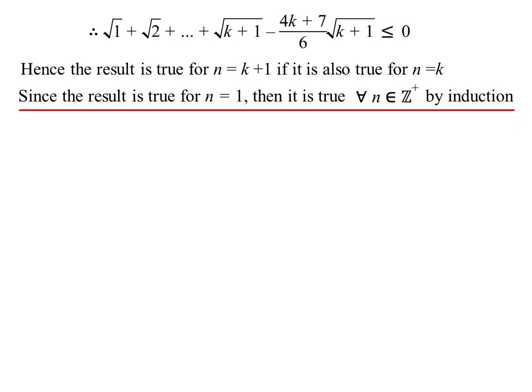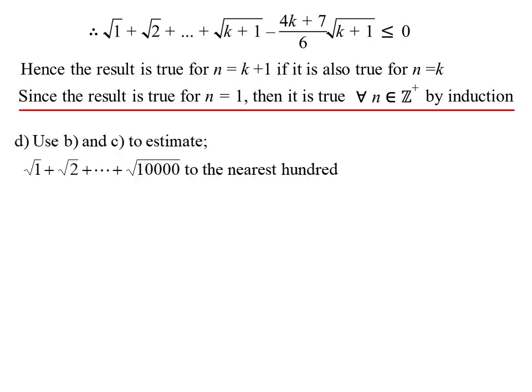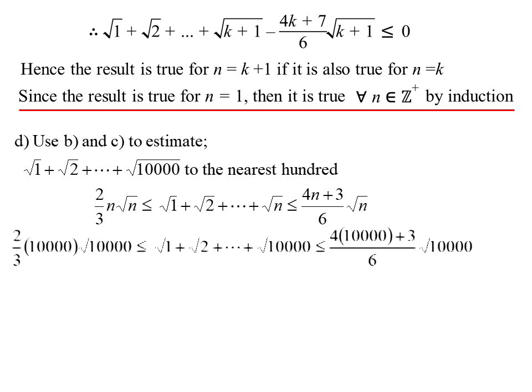Okay. The final part of the question then is we're going to estimate the square root of 1 plus the square root of 2, all the way up to the square root of 10,000. Whoa, but to the nearest 100. We have basically now trapped our series between two things. In the first part we showed it was always greater than or equal to something, and in the next part we showed it was always less than or equal to something. So it's always in between. Well, I want the series that goes up to the square root of 10,000. So if we let n equal 10,000, this must be true. Let's work out what these two end things become.